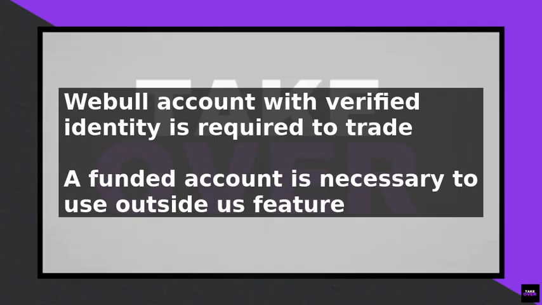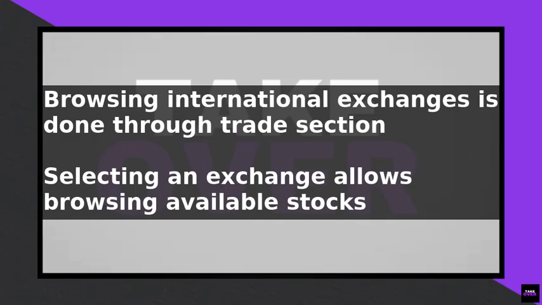To place a trade, simply click on the Buy or Sell button next to the stock you want to trade. You will then be taken to a page where you can enter your trade details, including the number of shares you want to buy or sell and the price at which you want to trade.